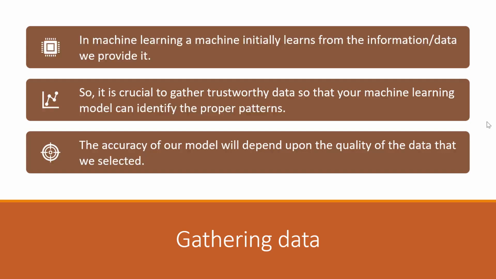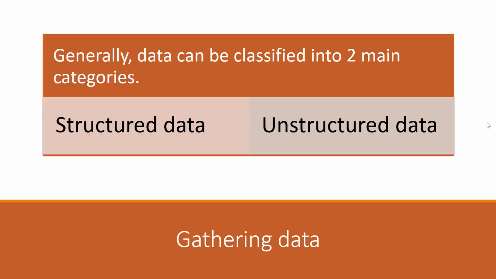Now, if we discuss data, there are different sources through which data is collected. For example, there are various sensors. We can collect data from social media, and one huge source of data is online transactions. So there are different sources that we can use to gather data. Other than this, it is also important to understand different types of data. So generally data can be classified into two main categories: structured data, and second is unstructured data.